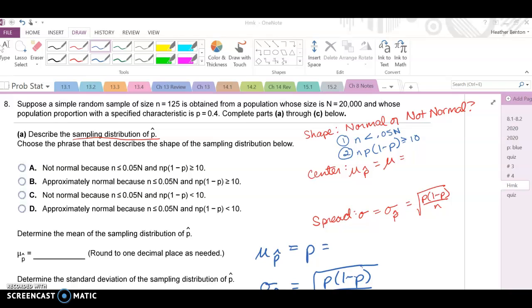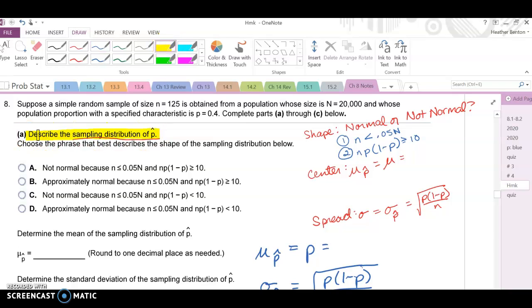Okay, so this is problem number 8. Suppose that a simple random sample of size n equals 125 is obtained from a population whose size is 20,000 and whose population proportion with specified characteristic is 0.4. All right, so part A, describe the sampling distribution.